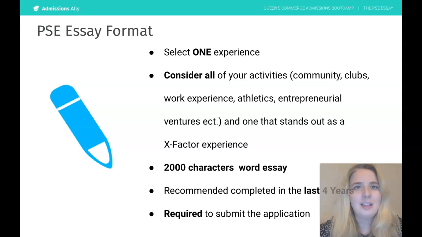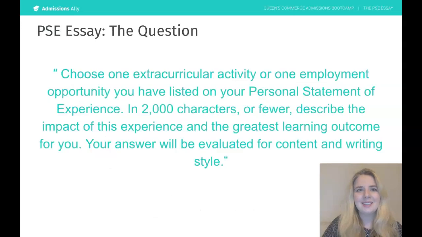You don't want to do something that you did many, many years ago. You want to be able to directly tie what you're doing to where you're going. And you need this essay in order to submit your application. So you may see in some places that the PSE is optional. This is not including commerce. Everyone applying to commerce has to complete this essay, so keep that in mind.